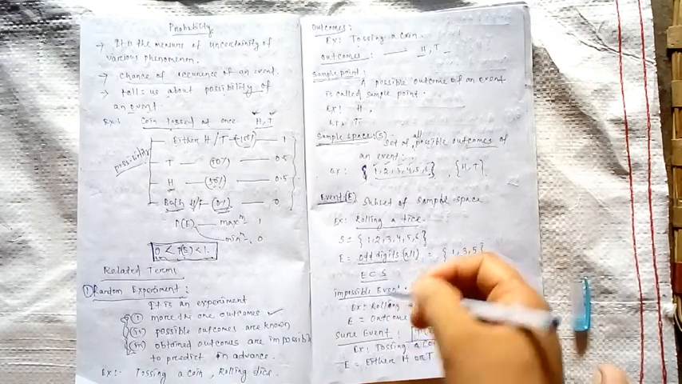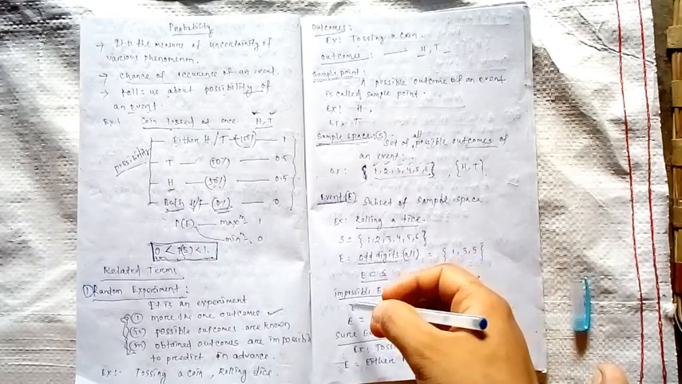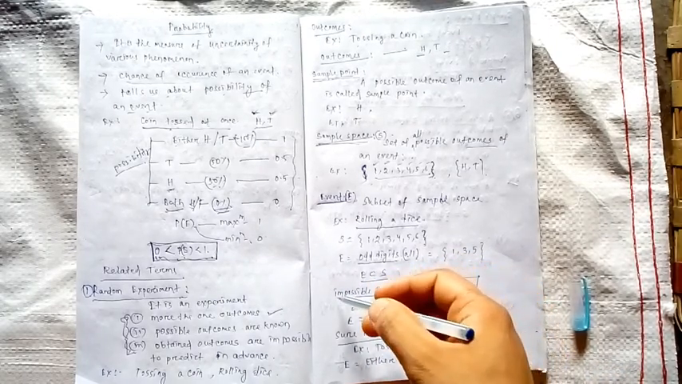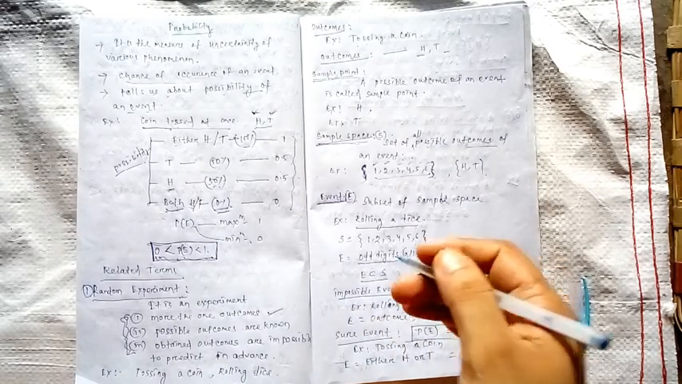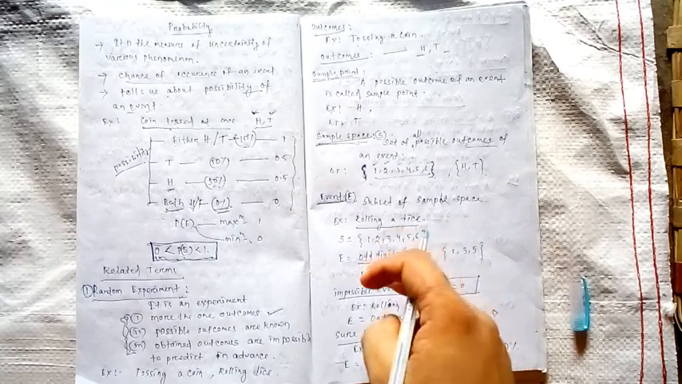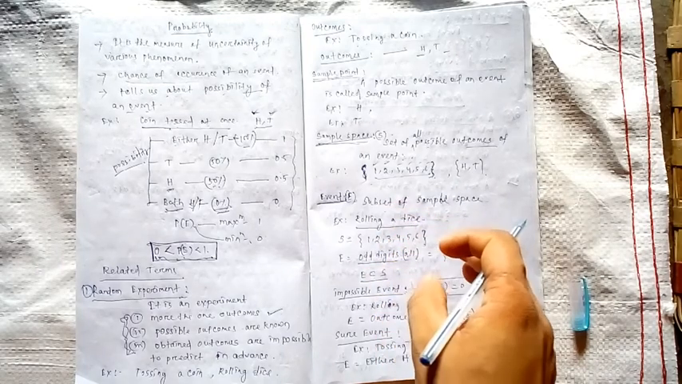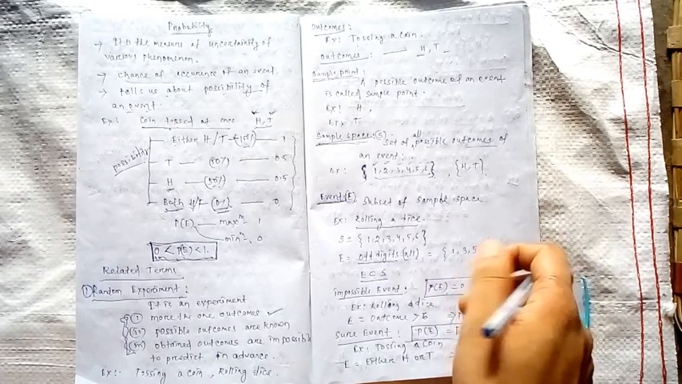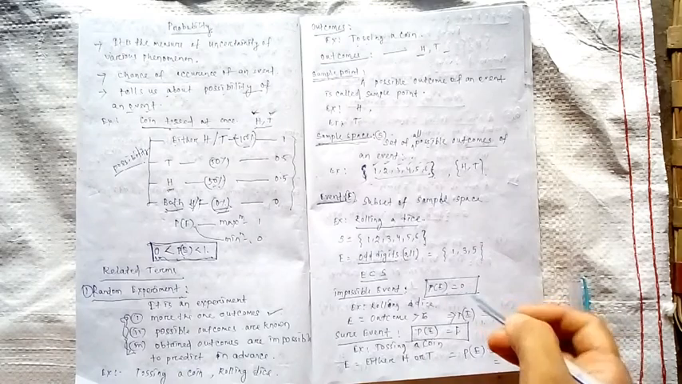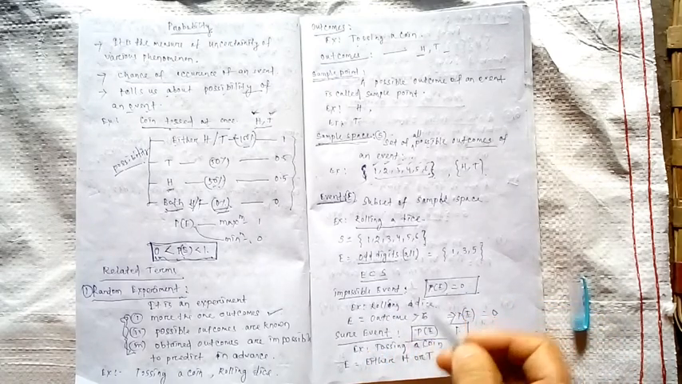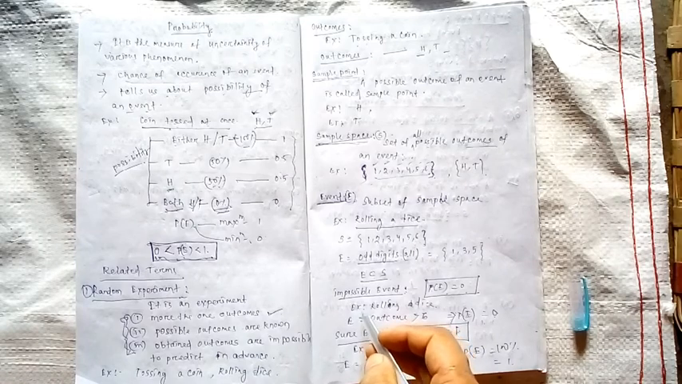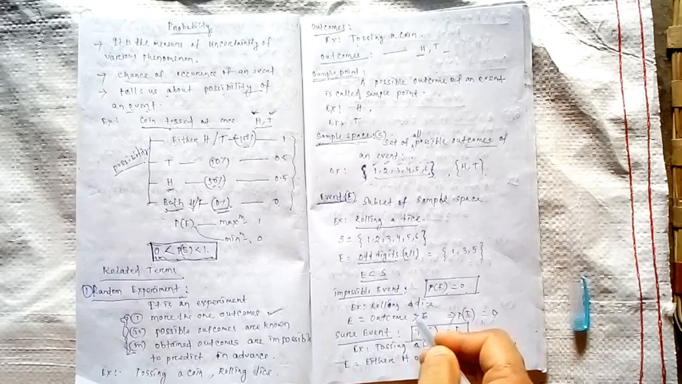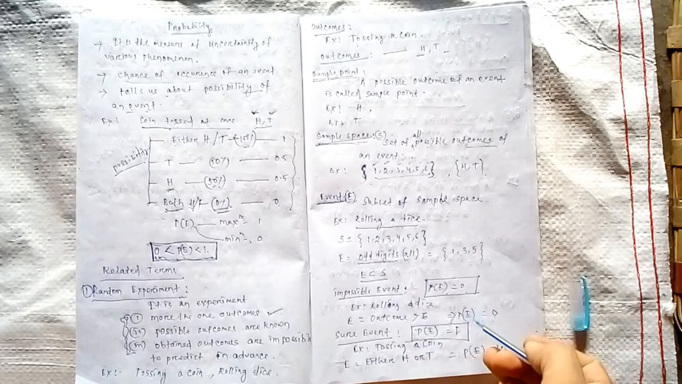There are various types of event. Let's say some types of event. First one is impossible event. Impossible event is that event which has a probability of 0. Probability of event is 0. Example is rolling a dice. Let's say experiment is rolling a dice and event is outcome is greater than 6, which is not possible.